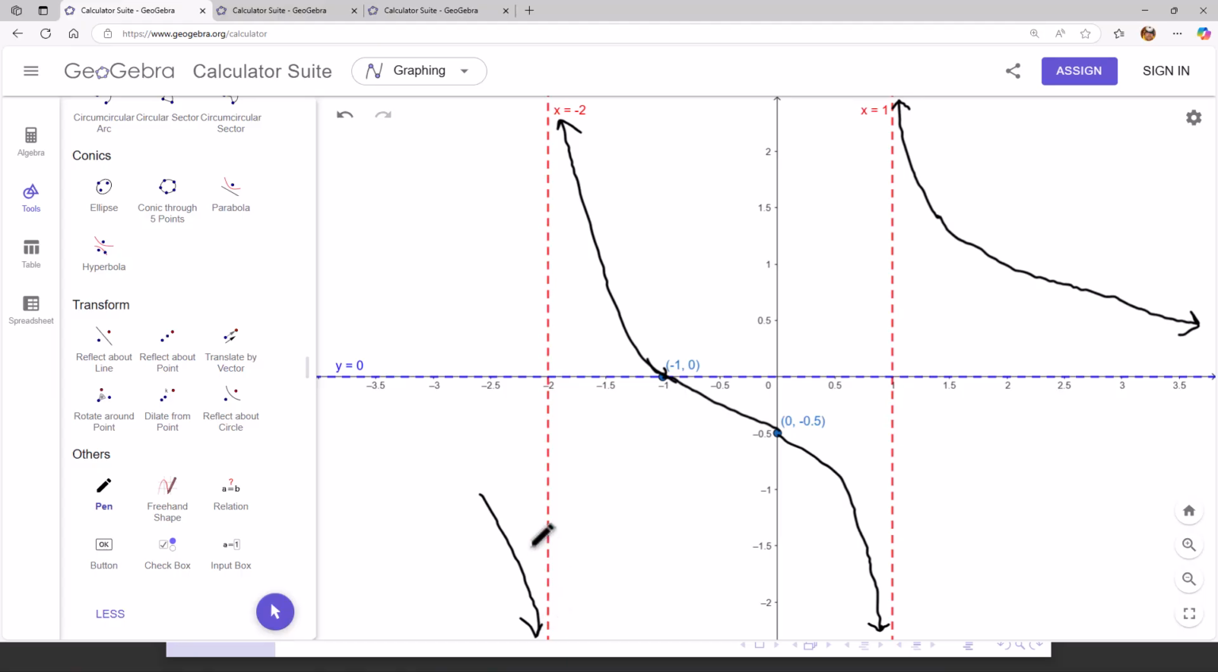And as I get further away from -2, I'm going to get further away from the origin as well. That means I have to get closer to the horizontal asymptote, y equals 0. And that means that my graph will look something like this. As I get further away from the origin, I'm going to get closer to the x-axis. I won't hit the x-axis, though, again, because that would imply there's a solution, and we know there isn't. So my sketch is going to look something like this.